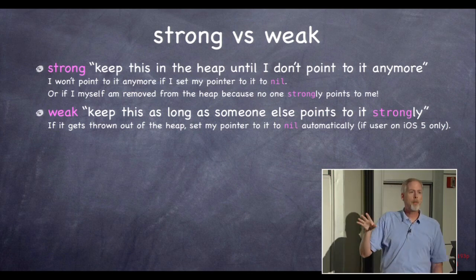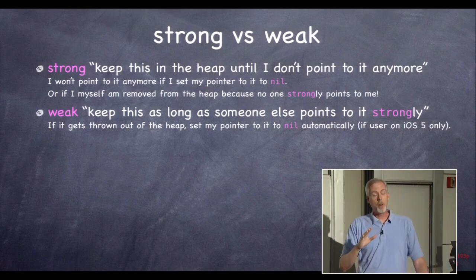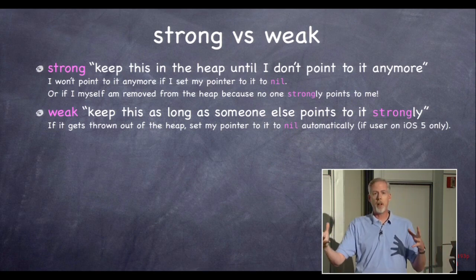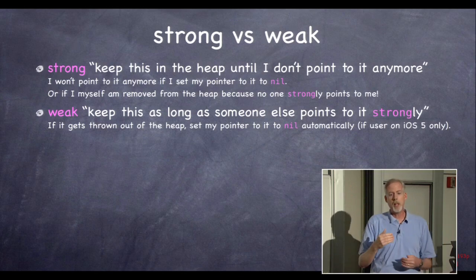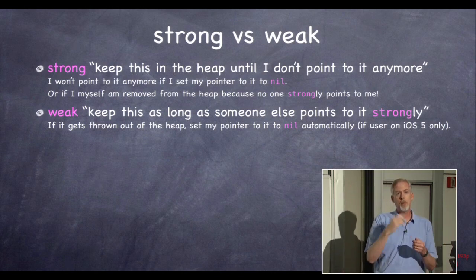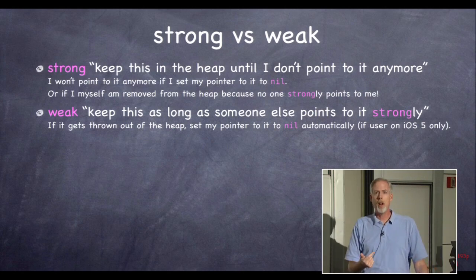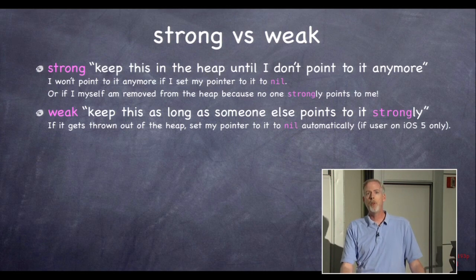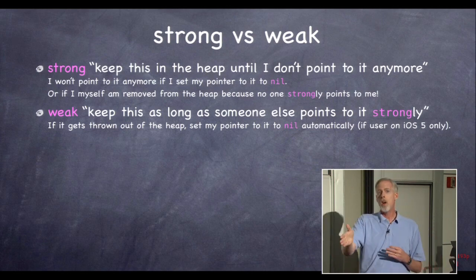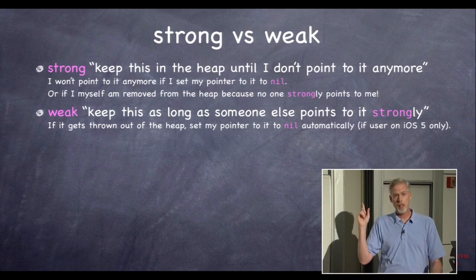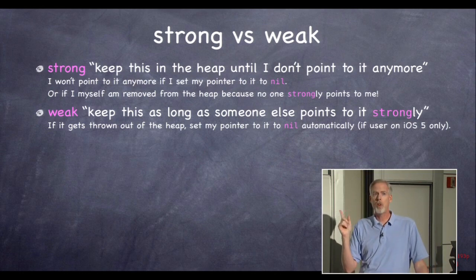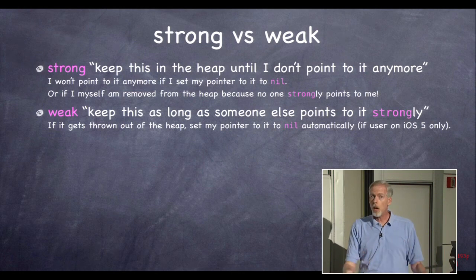Now, one thing about weak: that only works if the application is running on iOS 5. If you're developing in iOS 5, using the iOS 5 SDK, it supports strong and weak. But the nilling out of the pointer when the thing gets thrown out of the heap only works on iOS 5. That's in the runtime. That setting of your pointer to nil happens in the runtime. So if you're building something in iOS 5 and targeting it to run on iOS 4 devices, you can't use weak. You can't rely on this nilling thing. You'll have to use strong pointers and set them to nil yourself to make sure that things get thrown out of the heap.